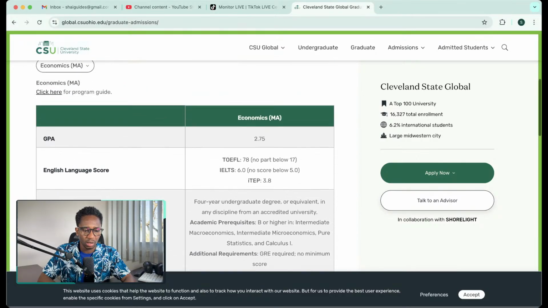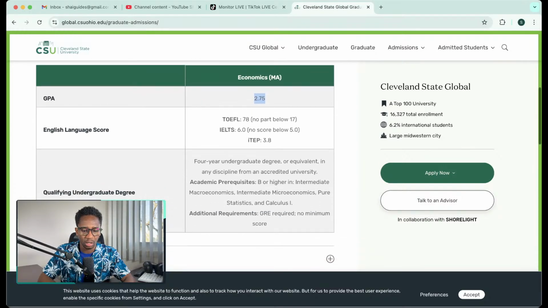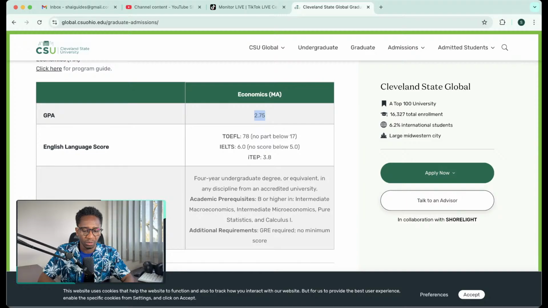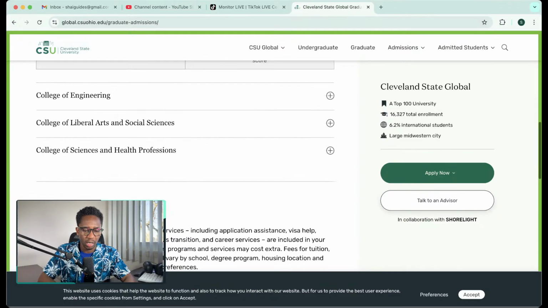So you can see that the economics program requires a GPA of 2.75. Cleveland State University, 2.75. The IELTS, I don't know if it's for every country. You always have to check all of these things, but I don't think if you're a Ghanaian you need to submit IELTS or TOEFL. I don't think you need to. Okay, so we can see Cleveland. Let's check another program and see.